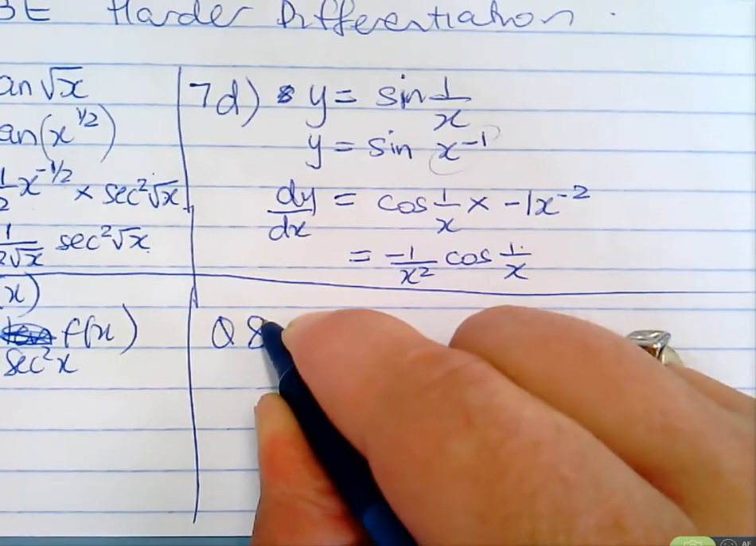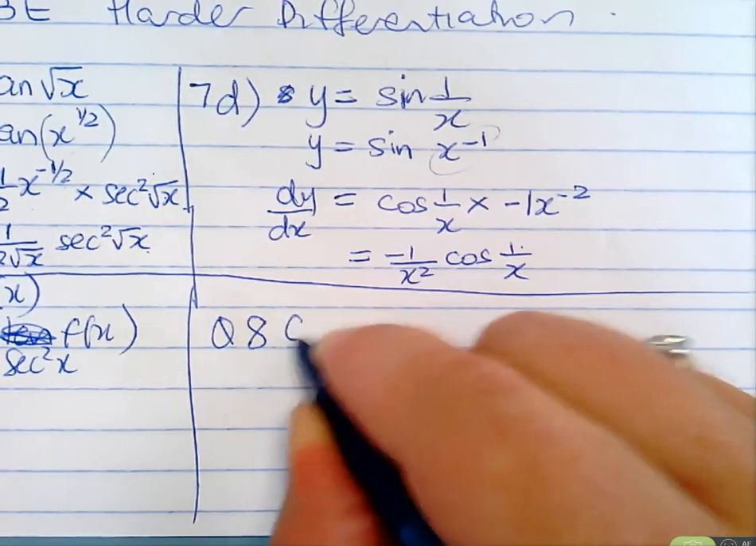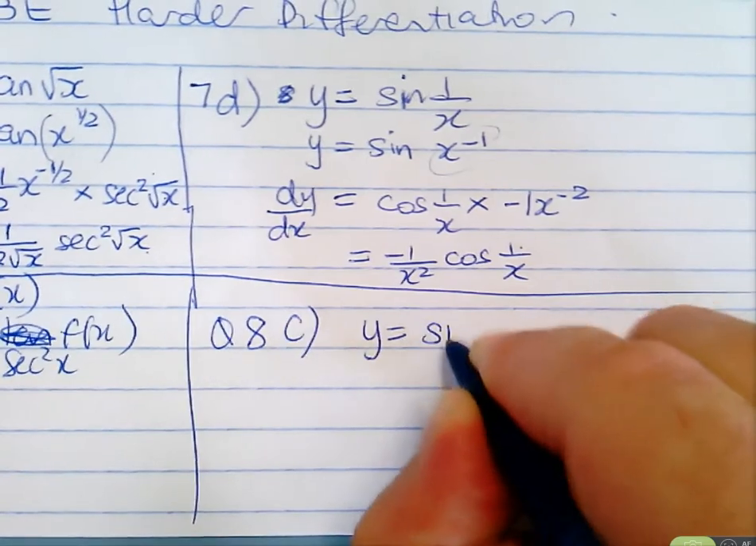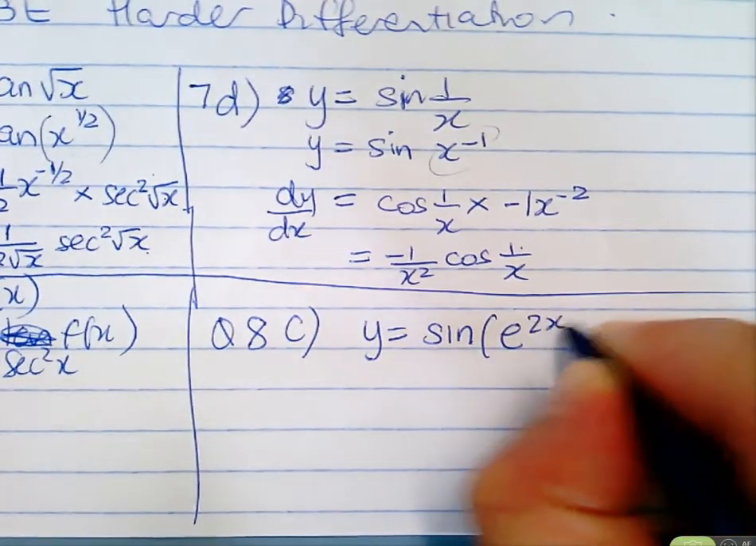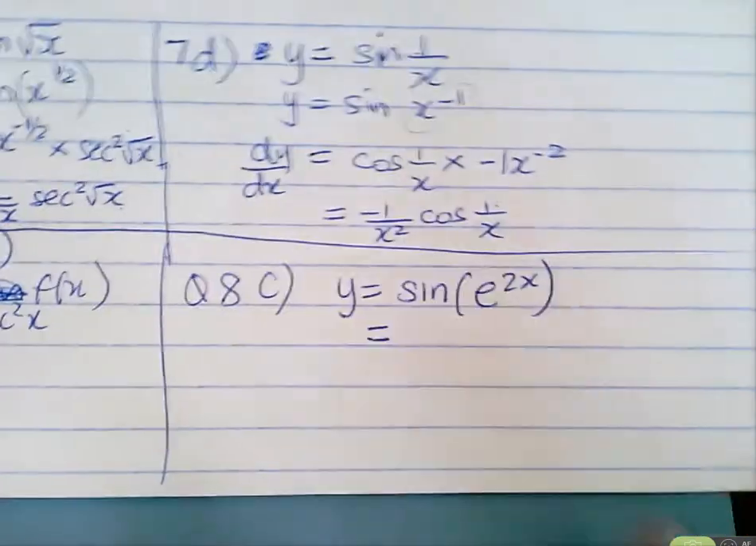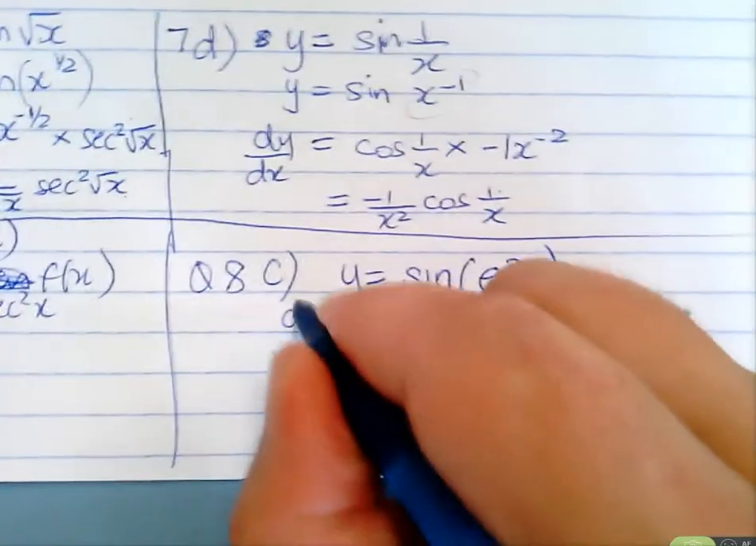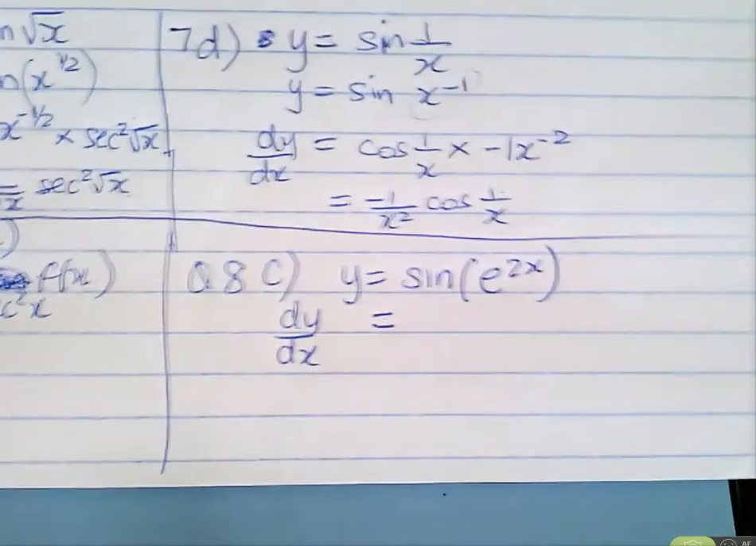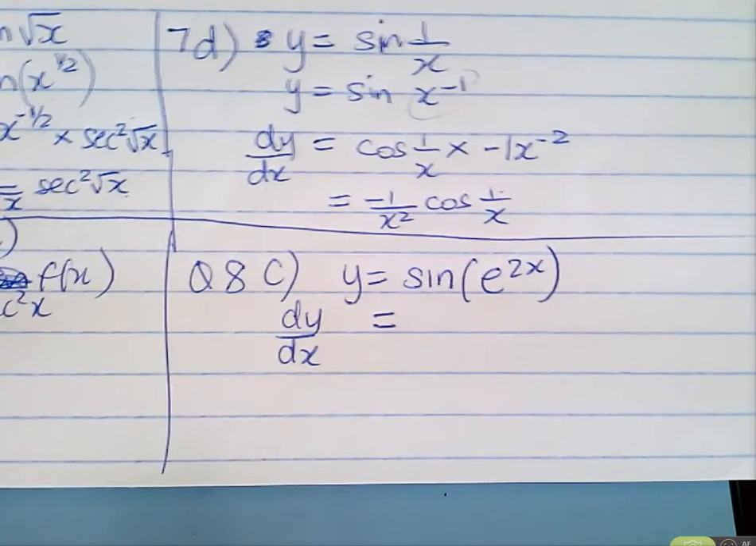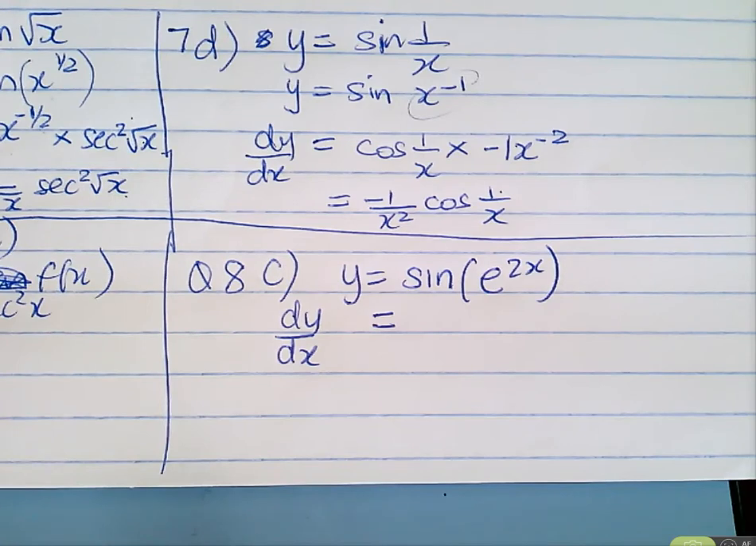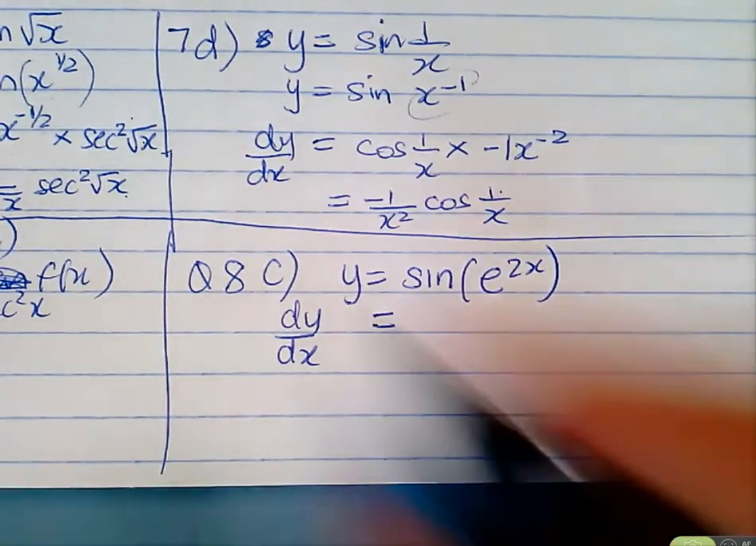All right, what about if you differentiate, try question 8C. If y is sine e to the 2x, differentiate it, dy dx. Well, it's if y equals sine function of x, then dy dx is f dashed x cos function of x.